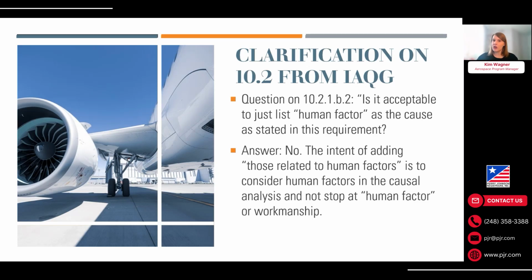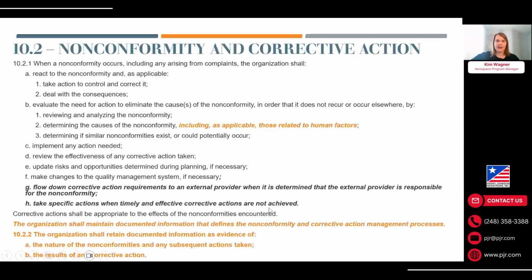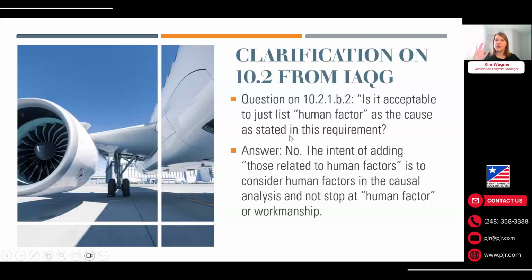Okay, one more clarification from the IAQG. This is related to human factors. I mentioned that it's in the clause here. This is something that trips up some organizations. It says when you're determining the cause of the nonconformity, include, as applicable, those related to human factors. So the question here asks, is it acceptable to just list human factor as the cause as stated in this requirement? The answer is no.